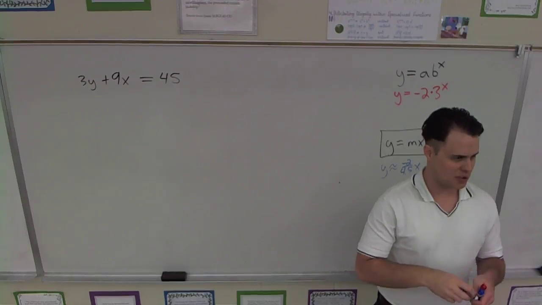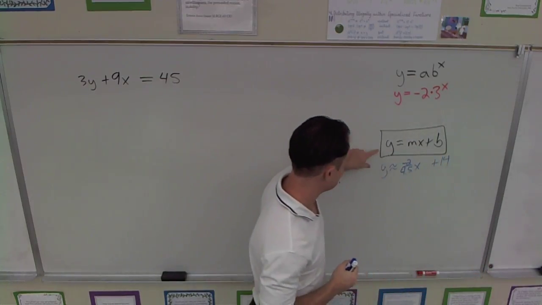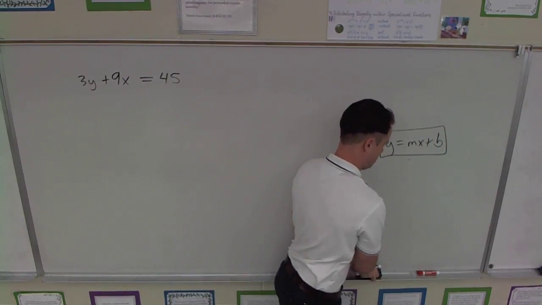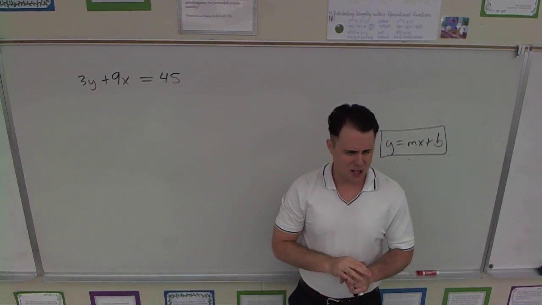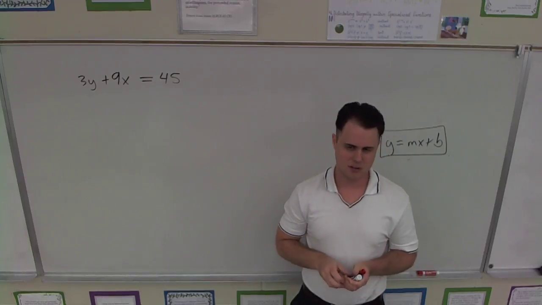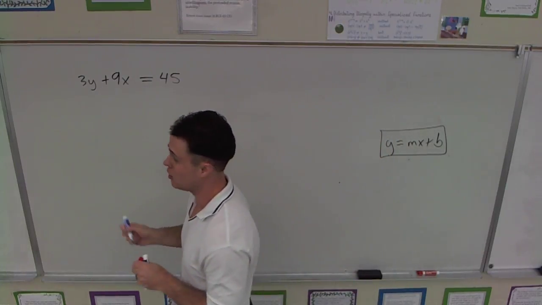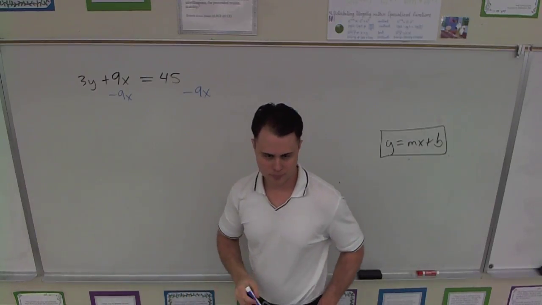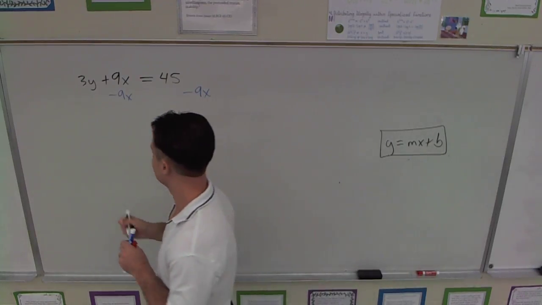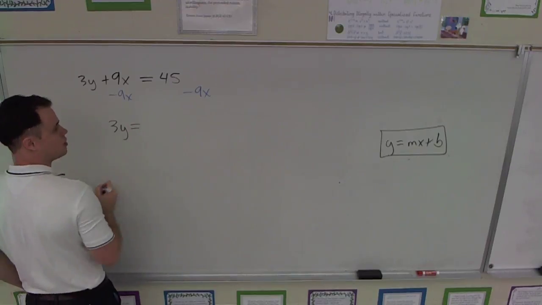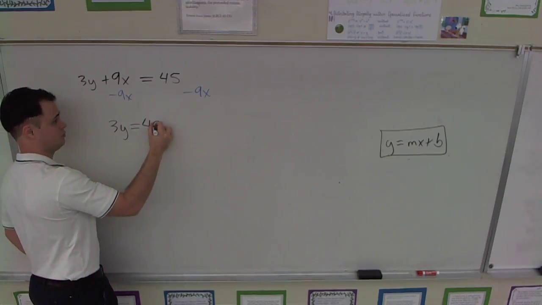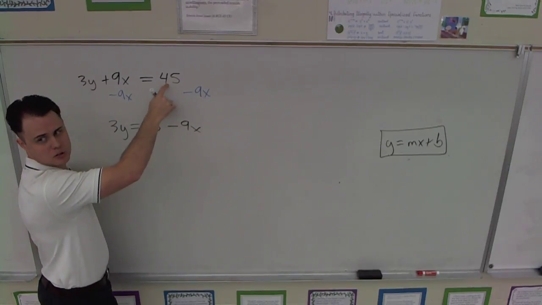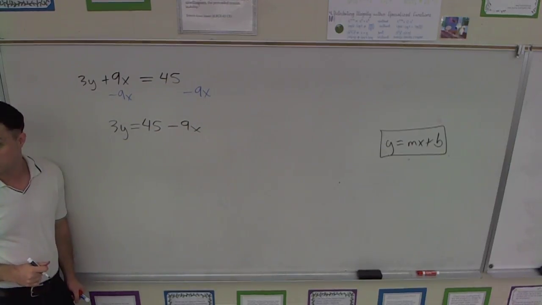I need to get mx plus b before I can graph it. I'm shooting for this, in other words. So I can subtract 9x. I hear subtract 9. I agree mostly. I need to subtract that whole thing, not just the 9. Subtract 9x, everything. Subtract that thing. Move it over. 3y equals 15 minus 9x. These are apples and oranges. These are x's, these are integers. They don't play together. They're not like terms.